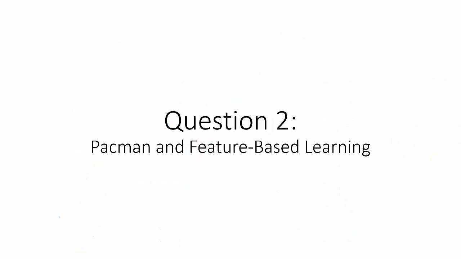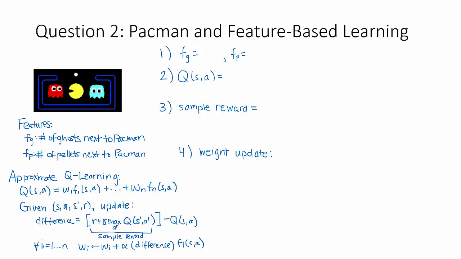Alright, moving on to question 2, Pacman with feature-based learning. In this problem, we're going to work with approximate Q learning, which means we won't have Q values for every state action pair, but rather we keep around a general function. To start, to the bottom left here is a small recap of the equations used for approximate Q learning. Our Q value is now a linear combination of features, each with its own weight, and we'll be trying to learn a good set of weights for these features, so that's the goal.